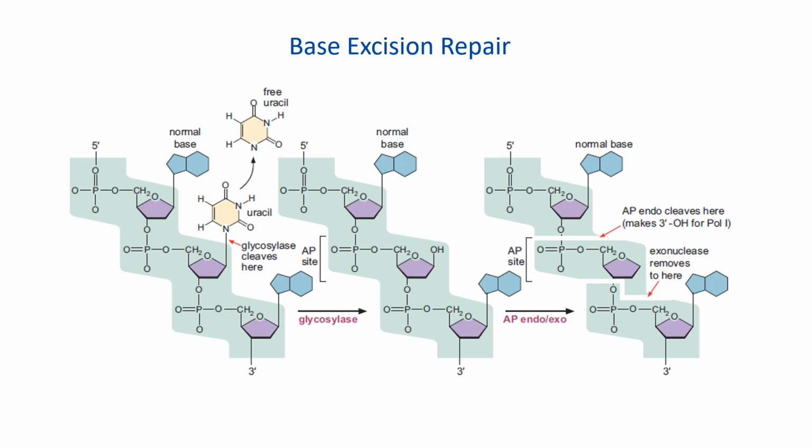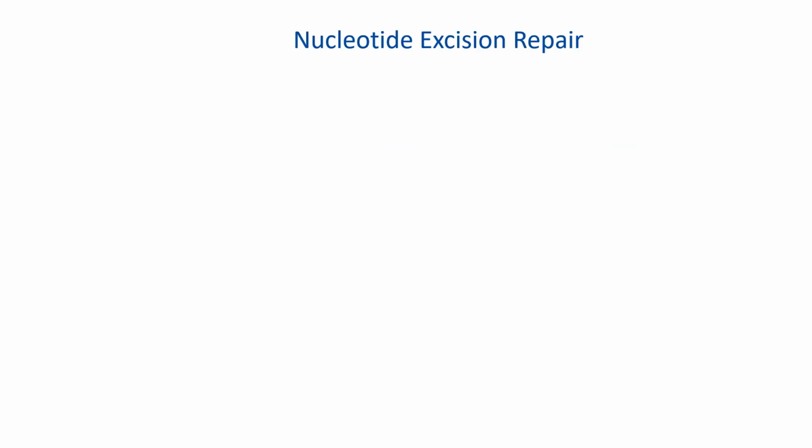It has been mentioned in the literature that we have 11 different DNA glycosylases. So that means there is a specificity when we are talking about the base excision repair. Okay. Now let's move on to understand the nucleotide excision repair.